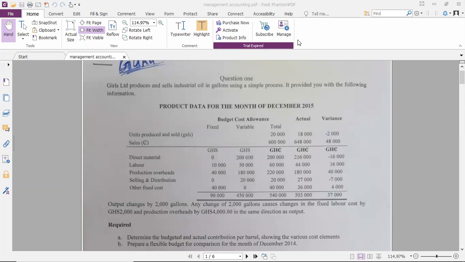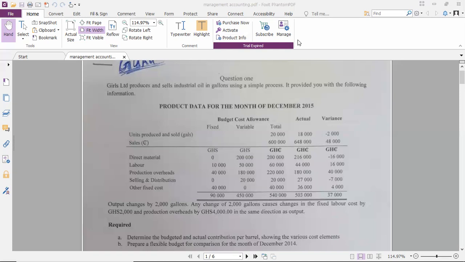This particular footnote attached to the table is very, very important, and failure to recognize it will render your work wrong, or you are not going to score the mark, or you end up confusing yourself. The understanding of these two lines is very, very critical, and you must always pay attention to it when it comes to flexible budgeting.